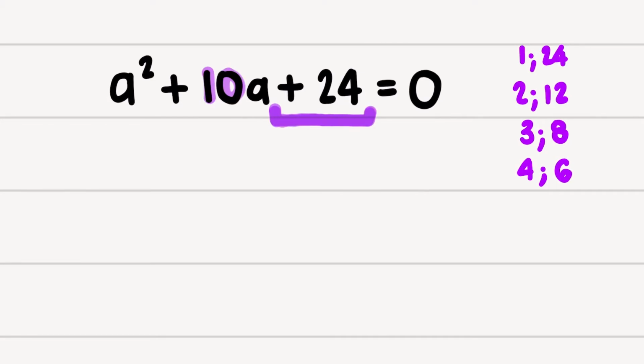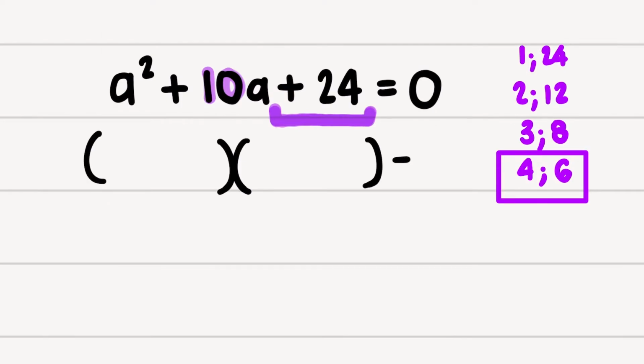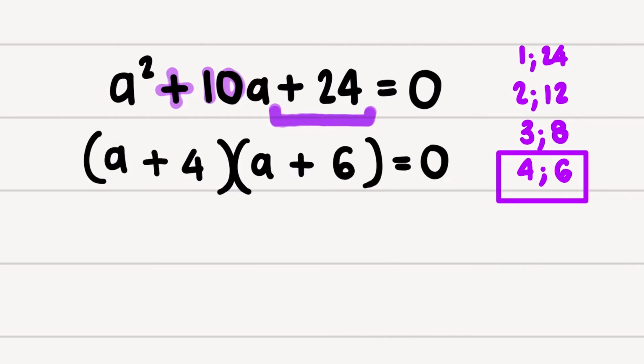When I look at these factors, I need to decide which of these factors, when added together, give me the positive 10. So I know that I can add 4 and 6 to get 10. So now I'll have two brackets equal to 0. The a squared factored becomes a and a in both of the brackets. I need to decide on my sign, so I look at my middle term. My middle term is positive, which means that both the brackets will be positive. I've picked my factors of 4 and 6.